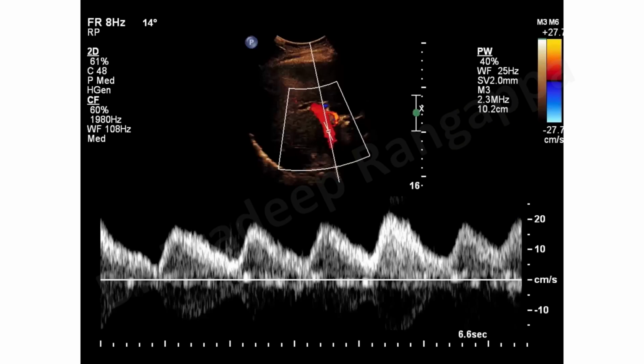And see, this is again thanks to Hrishikesh, who has sent me this. You see a nice pulsatility index here. You see big pulsatility, which means the portal pressures are high. So this is a severe portal vein impairment.